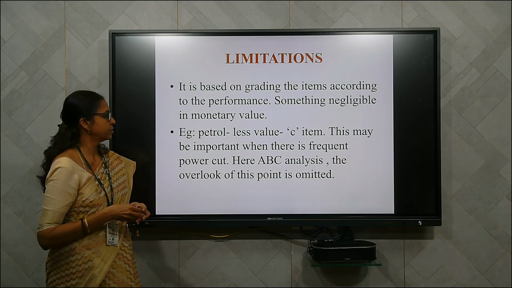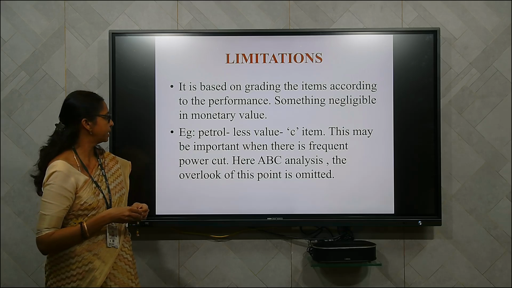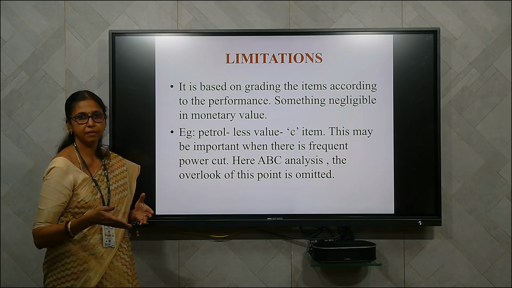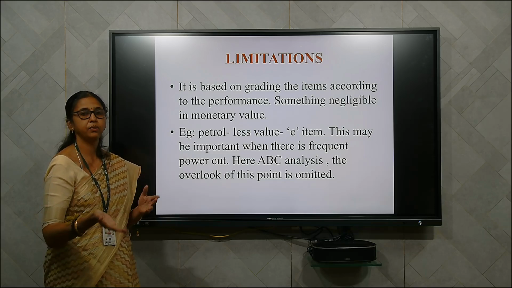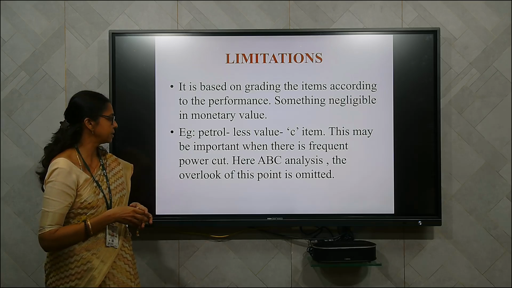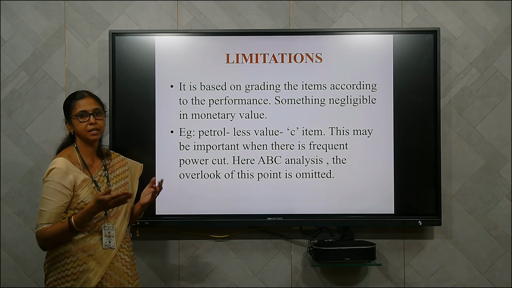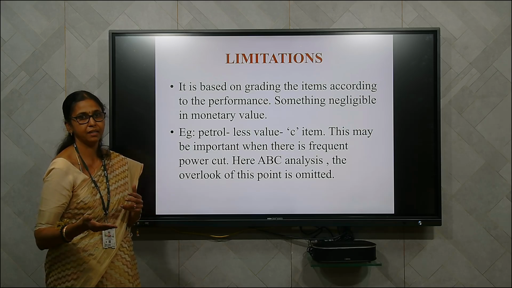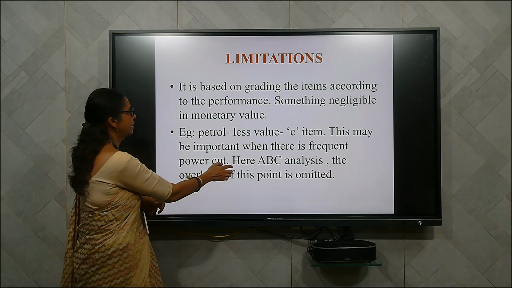For example, we think petrol might be of less value, so it might be a C item, but in some important cases, when there is a frequent power cut, we need to run generators. So automatically we have to bring the C item into the A category. Here the ABC analysis overlooks this point. So according to the circumstances and situations, we may shift an item from one category to another. These are the limitations of ABC.